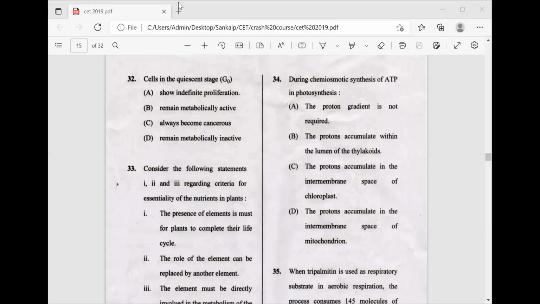Okay. Bhairesh answered option C. Tasmia option C. Kirtana option C. Okay. Janvi option B. So the right answer is given by Janvi, that is option B. The protons accumulate within the lumen of thylakoids.